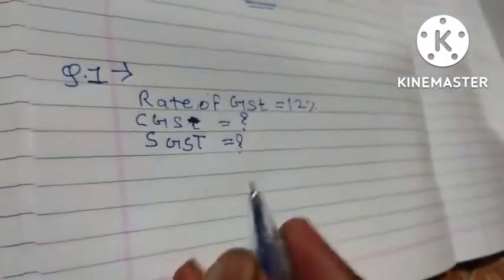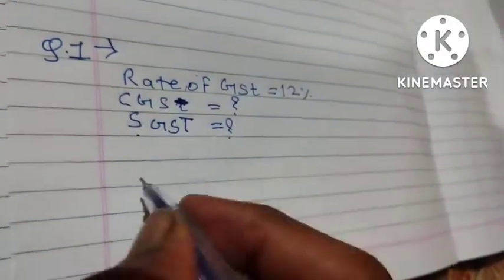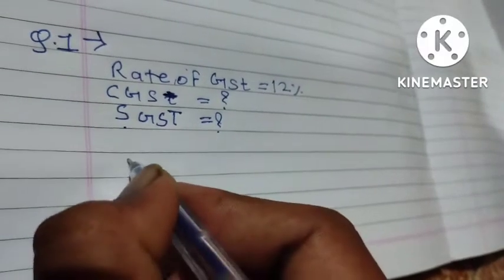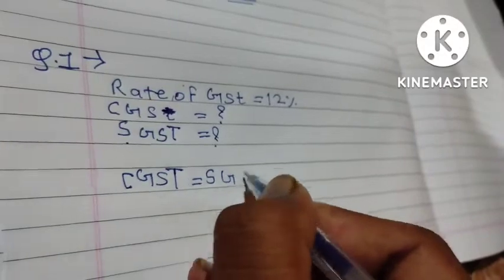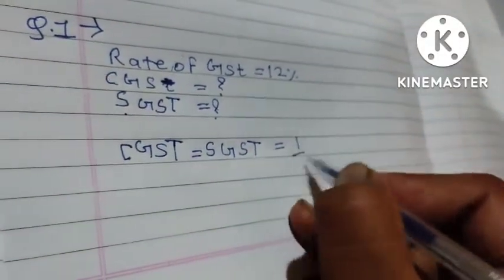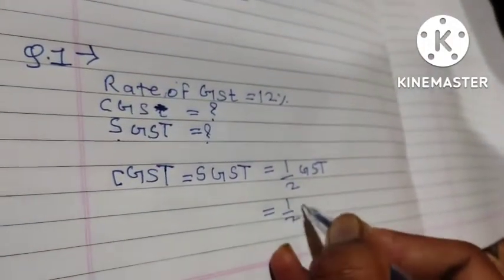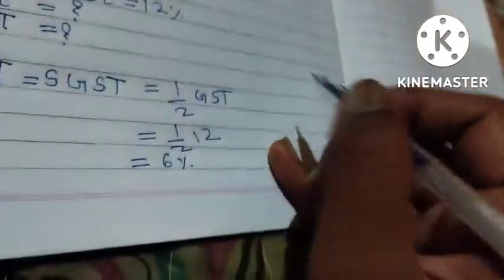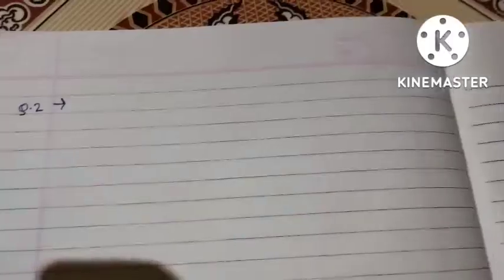So, in the starting, we have learned the CGST is equal to the SGST, and the rate of CGST and SGST is half of the GST. So, CGST is equal to SGST is equal to half of the GST, which is half of 12, equal to 6%. So, the rate of CGST and SGST is 6%. Let's see question number 2.